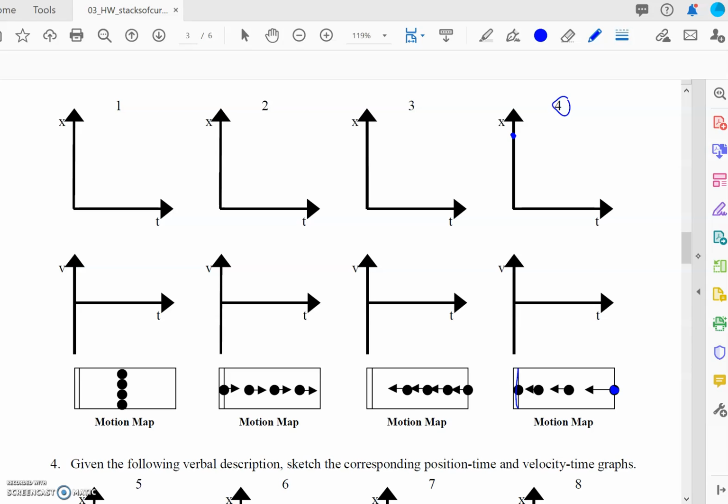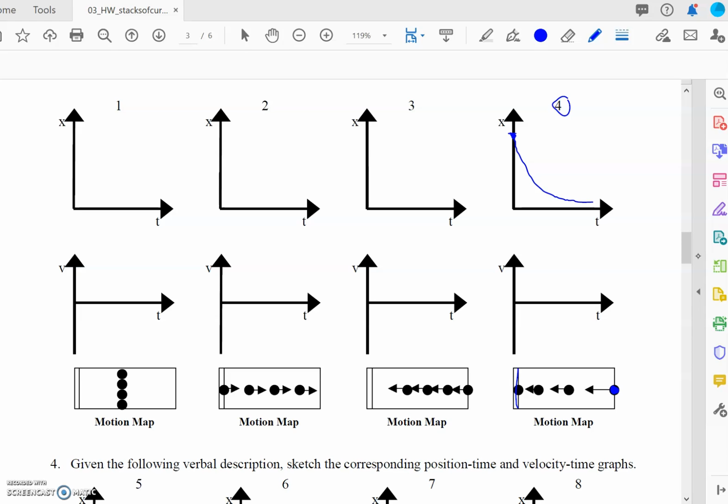But you see how the dots are getting closer and closer together? These arrows are getting shorter and shorter. That tells me that the object is slowing down. So I need the slope of my position time graph to become flatter or less steep. And what that's going to look like is this. I've got my object in a positive location. It's traveling towards 0, which is to the left on the motion map, and the slope is getting flatter and flatter because it's slowing down.